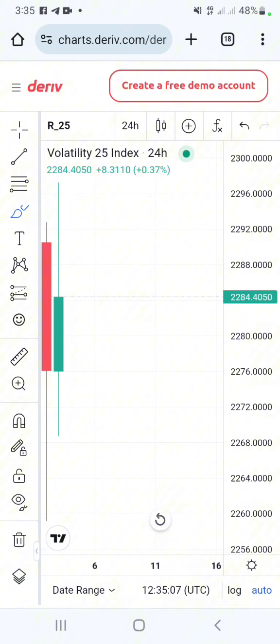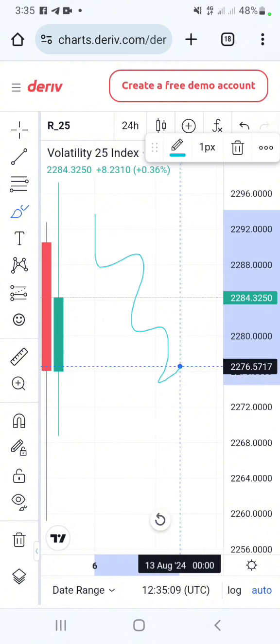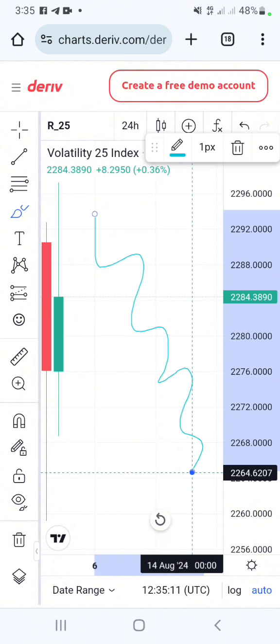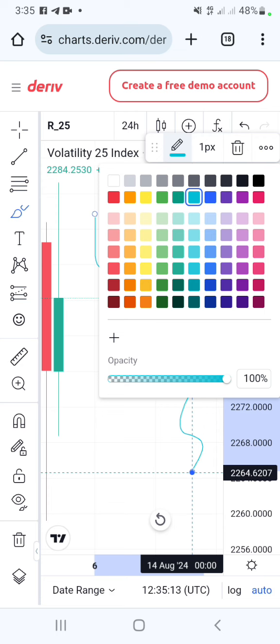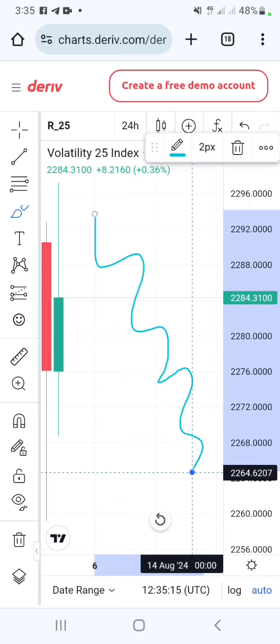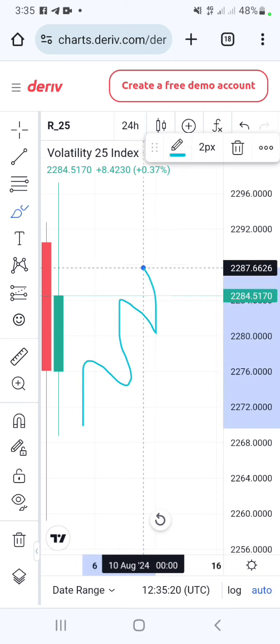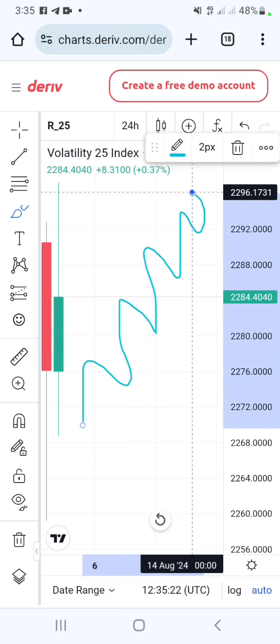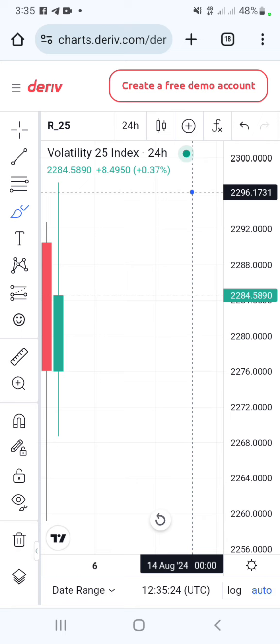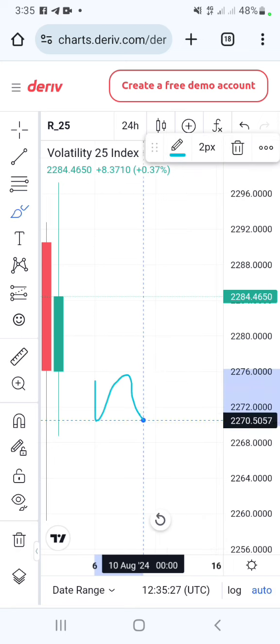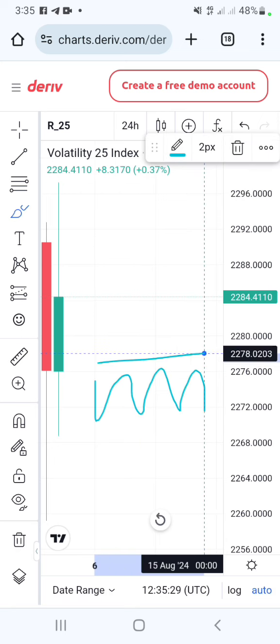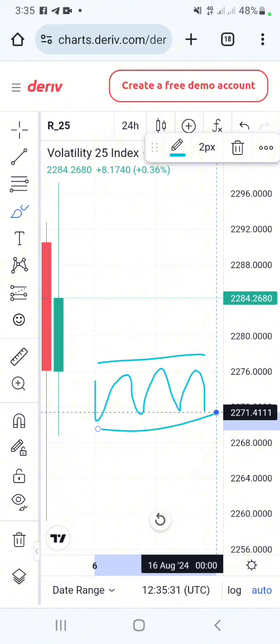So we have a downtrend where the market is making lower lows and lower highs, and then we have an uptrend where the market is making higher highs and higher lows. This is the second trend. And then when the market is making equal highs and equal lows, these are the three trends of the market. So when we are scalping, we always need to identify the trend where the market is heading.